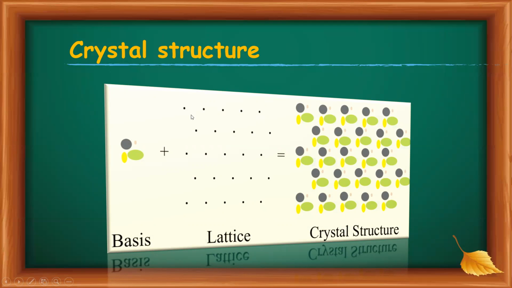I repeat, by lattice we mean some position for accumulating the molecules or ions or atoms. Then when the molecules or ions or atoms are situated at the corresponding lattice points, we get the crystal structure.